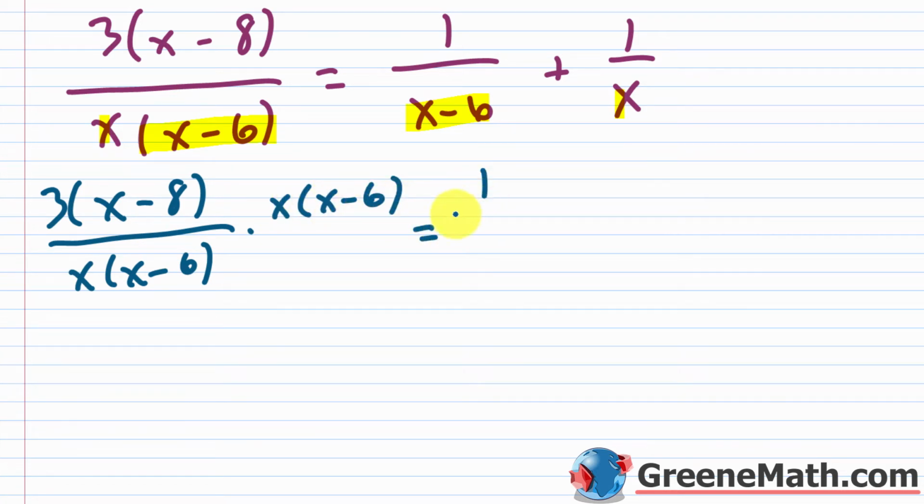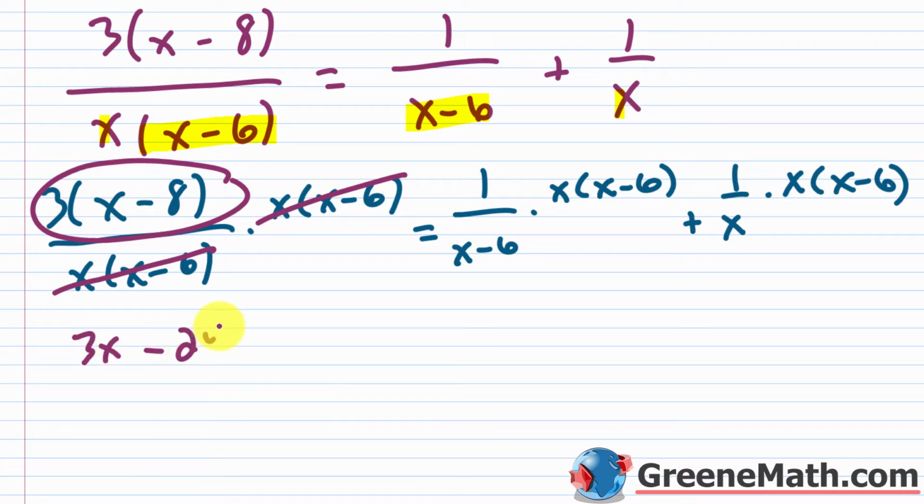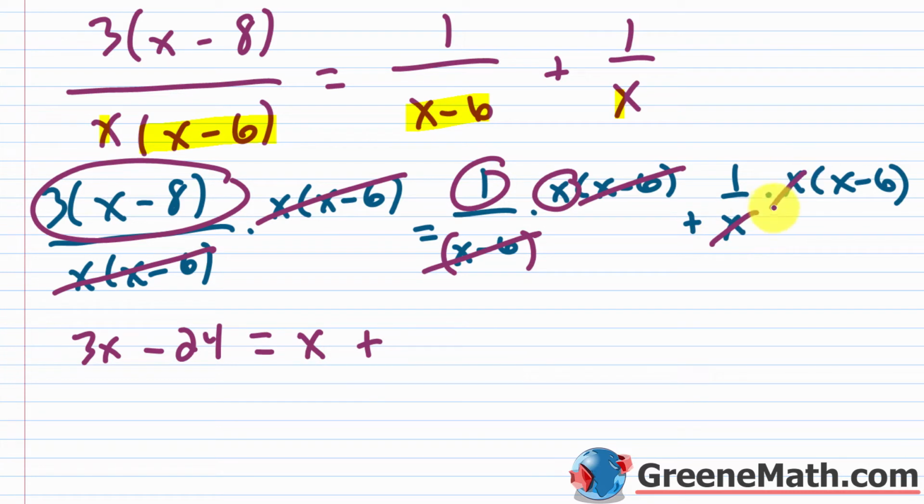Then this equals, you have 1 over x minus 6 times your x times your quantity x minus 6, then plus your 1 over x times your x times your quantity x minus 6. This will cancel with this, and so I'm left with this 3 times the quantity x minus 8. Now you can do that now if you want and just say this is 3x minus 24. Then this equals, let me wrap this. This would cancel with this. So you have x times 1, which is just x. Then plus, this would cancel with this. And you have 1 times this quantity x minus 6, which is just x minus 6.